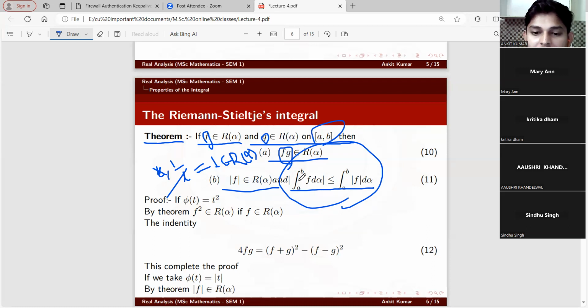So the statement says that if f and g are two functions which are Riemann Stieltjes integrable on the closed interval a comma b, then their product is also a Riemann Stieltjes integral. If mod of f belongs to R alpha, then the modulus value of the Riemann Stieltjes integral is less than or equal to the integration of the modulus of f d alpha. Okay.